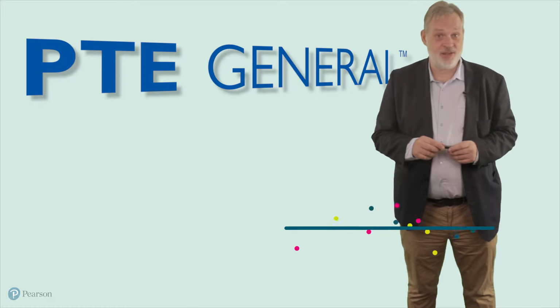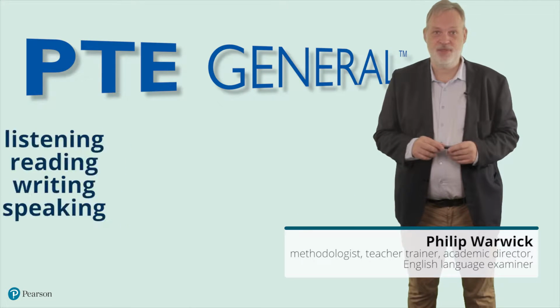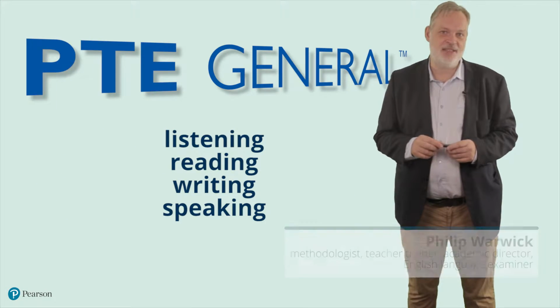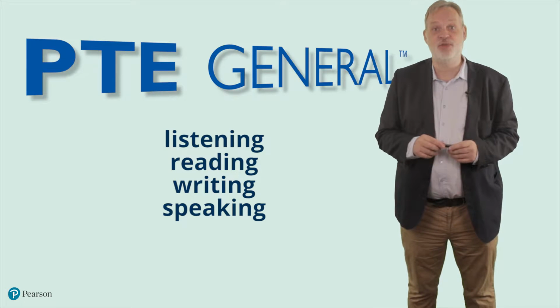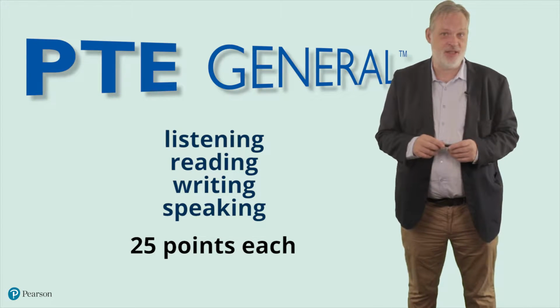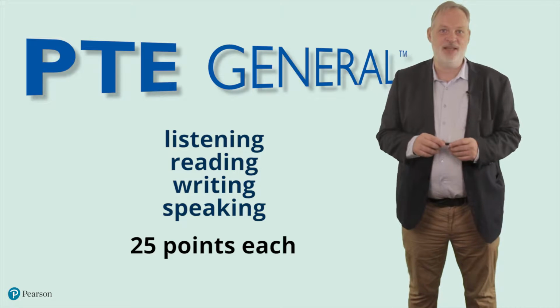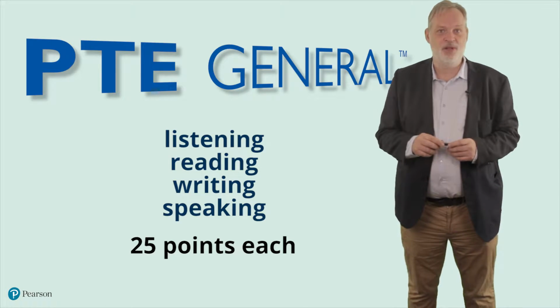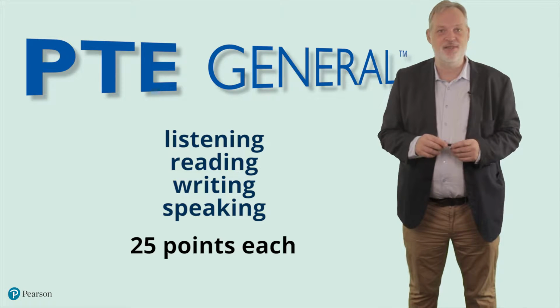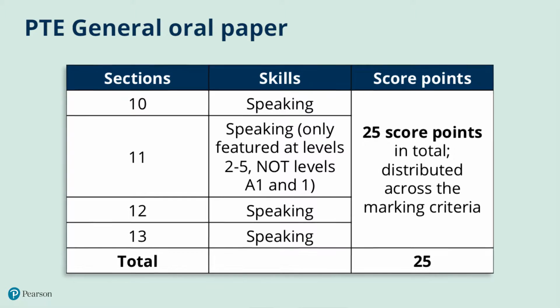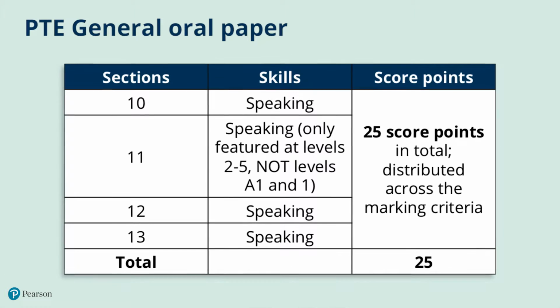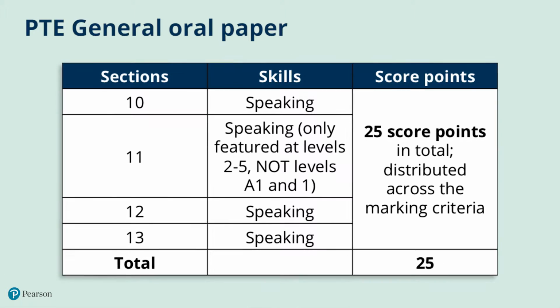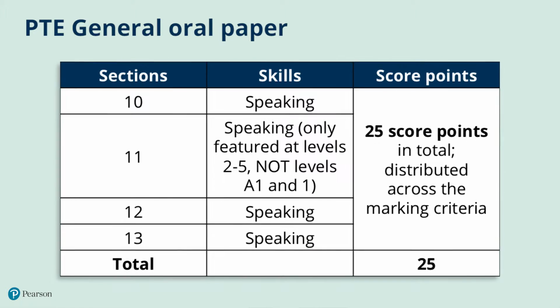In PTE General, each skill, listening, reading, writing and speaking, is worth a maximum of 25 score points. That means that in a written paper, a test taker can receive a score out of 75 points, because the written paper consists of listening, reading and writing. In the oral paper, a test taker may receive a score out of 25. Let's see then how the score points for speaking are distributed.